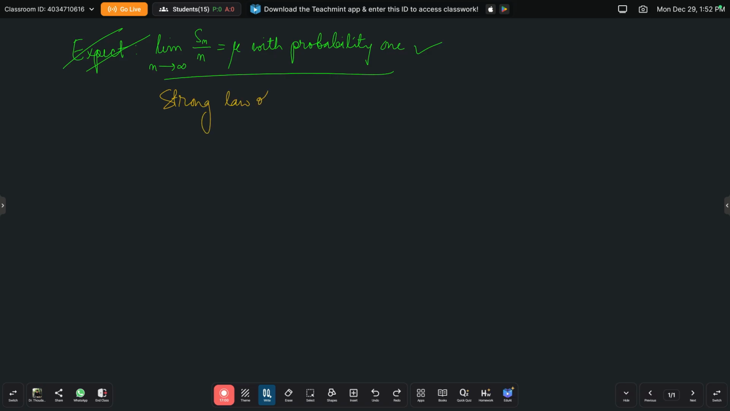This result is called the strong law of large numbers. The former is the weak law of large numbers. So when we refer to the law of large numbers, it is implied that we refer to the weak law of large numbers; strong is not the point.